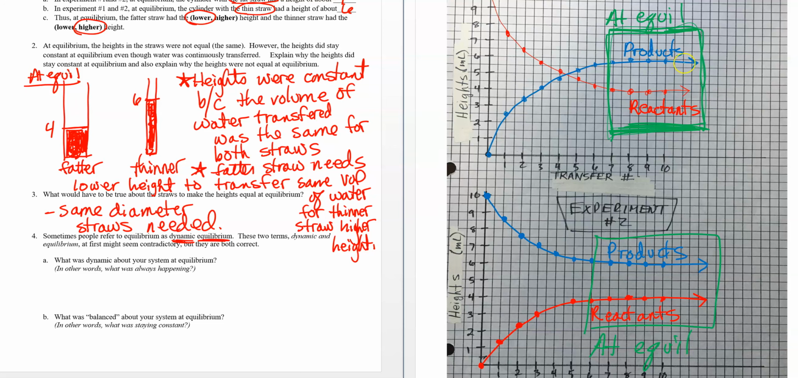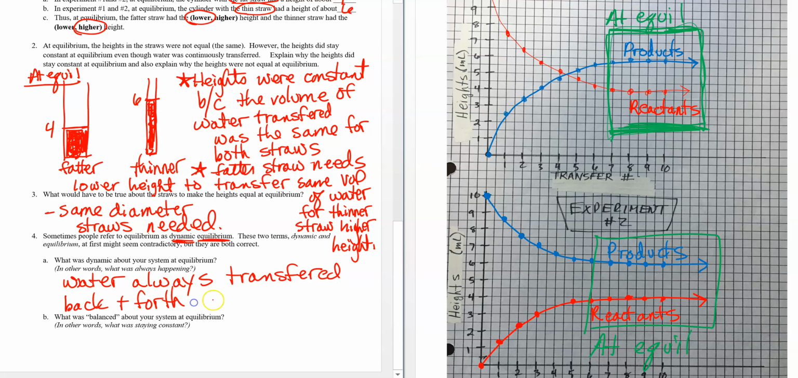So even though these are staying constant, you're still doing something, right? You would still be transferring back and forth, back and forth. You're transferring water back and forth with the straws. So what's always happening is water is always being transferred. It doesn't stop. It looks like it's stopped, everything's constant, but you're still transferring water back and forth. So that's what we mean by dynamic. It's not doing nothing, right? You are transferring water back and forth.